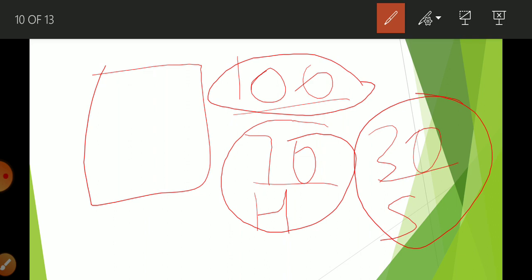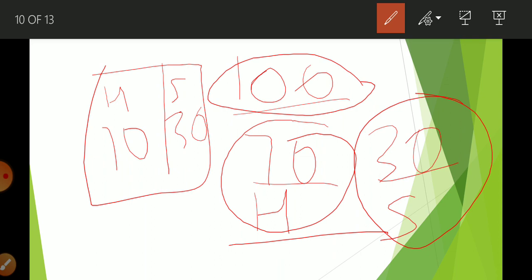Now, after knowing this, he is going to divide the whole 100 students into two groups. The first group is the 70 who are studying Hindi, and the second group is the 30 students who are studying Sanskrit. So this is the grouping of the universe.